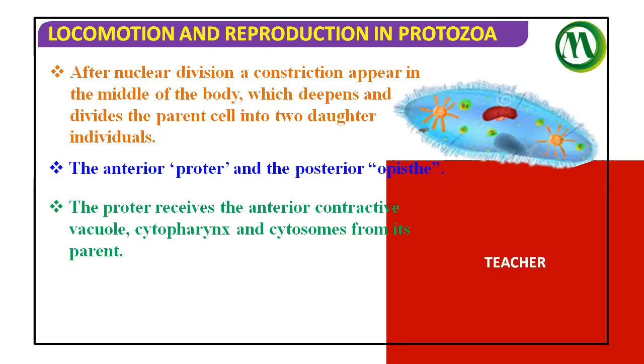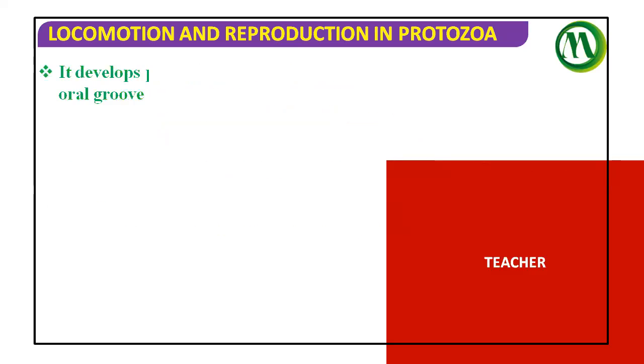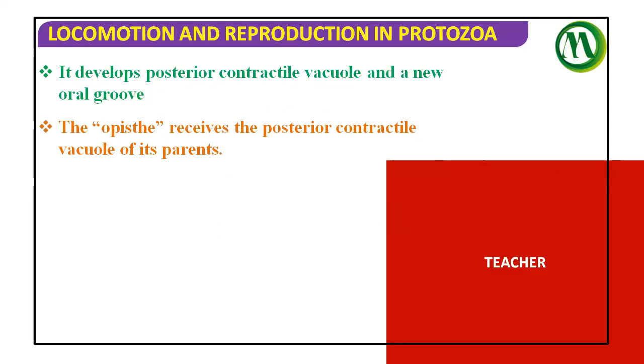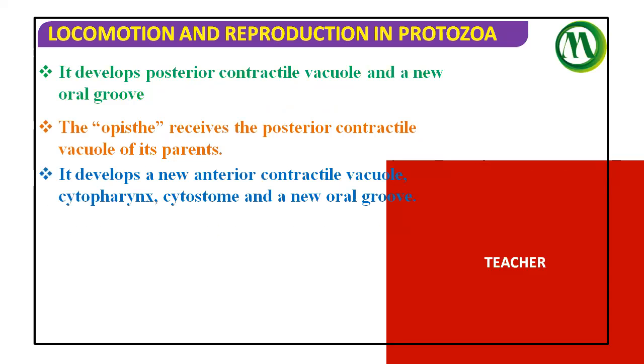The proter receives the anterior contractile vacuole, cytopharynx and cytostome from the parent. And what about the opisthe? The posterior contractile vacuole and a new oral groove appear in the proter anew. The opisthe receives the posterior contractile vacuole of its parent. It develops a new anterior contractile vacuole, cytostome, cytopharynx, and a new oral groove.